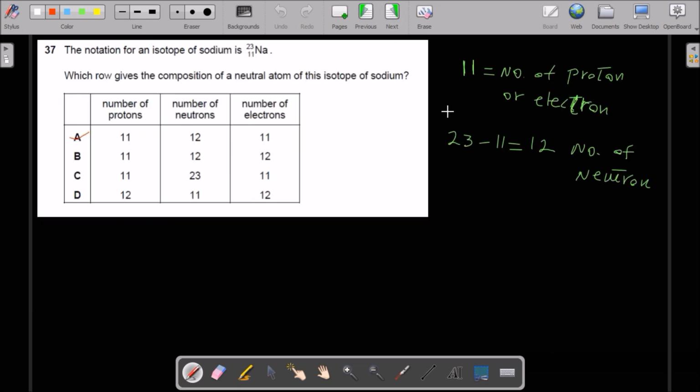Question 37. The notation for an isotope of sodium is Na, 23 and 11. Which row gives the composition of the neutral atom of this isotope of sodium? We know that 11 is the atomic number, which is the number of protons or electrons when it is neutral. That's why the number of protons or electrons will be 11, and 23 minus 11 is 12, which is the number of neutrons. That's why A is right.